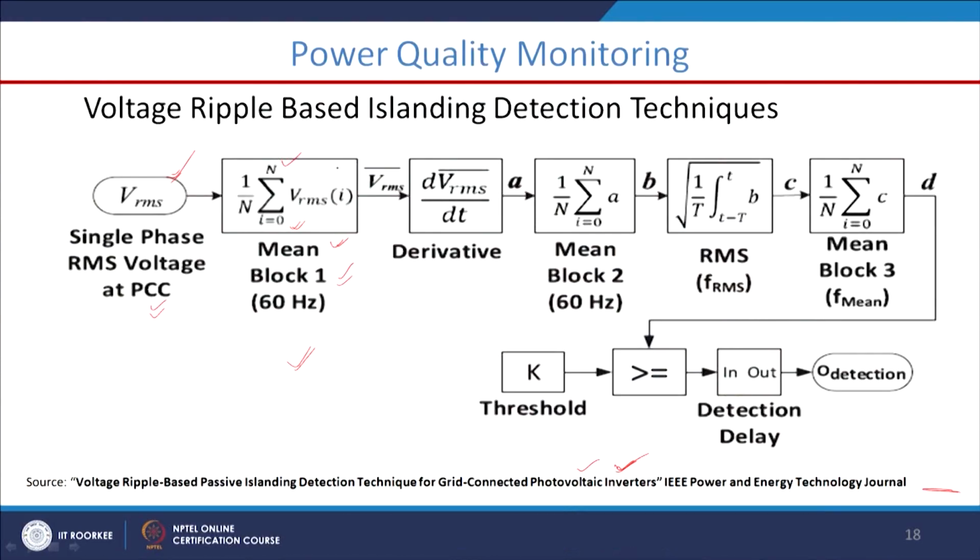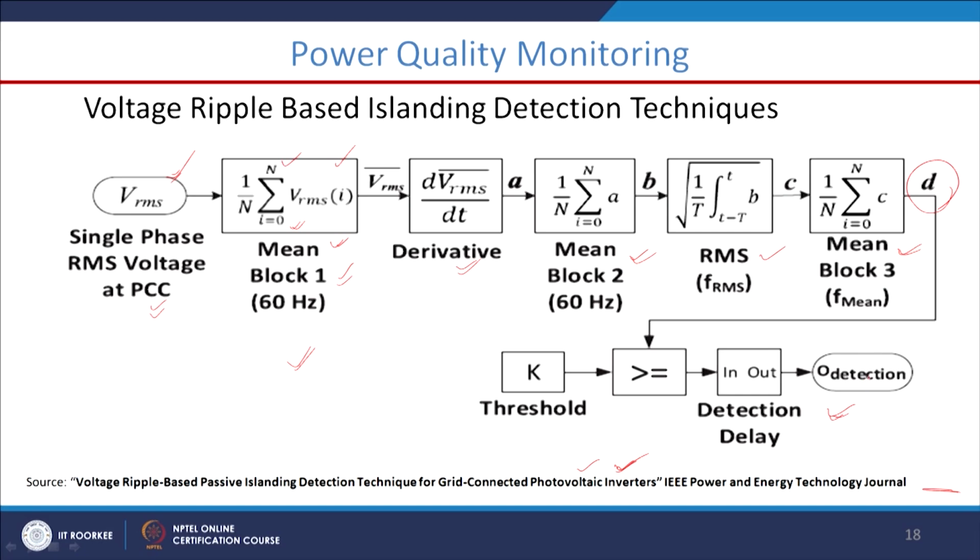Now, after taking this one cycle average of VRMS, we will send it to another block where we will take the derivative of this RMS voltage and then the mean, and again we will take the integration, and finally again take the mean of this integration value. If this final D is greater than or equal to a certain threshold, then we will declare that there is some islanding condition present; otherwise no. If it is below the threshold, then there is no islanding.